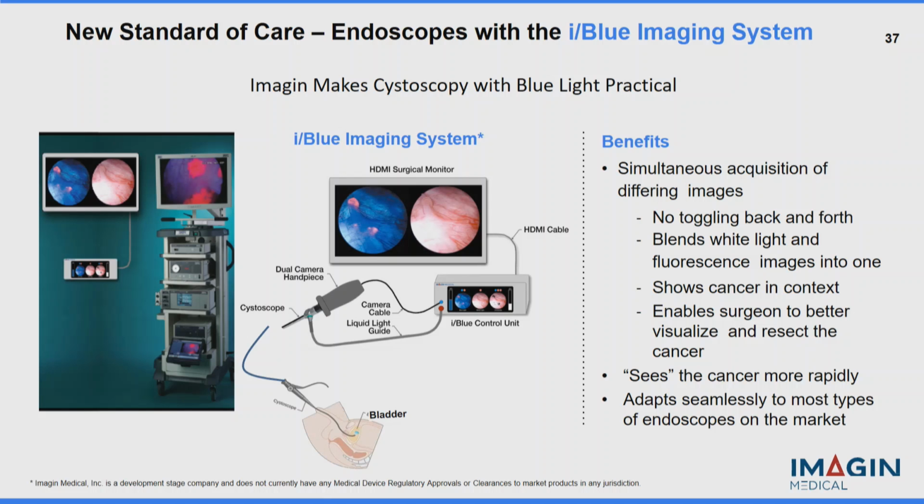And the advantage of this is that the camera head fits onto any scope, so you wouldn't potentially be tied down to just one manufacturer. You could use whatever scope you have, because all the technology is in the handle, and you can also then see white light image and blue light at the same time without having to switch between the two, because the software and the hardware does that for you.